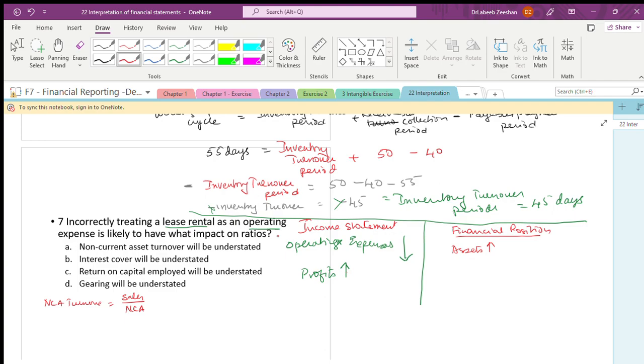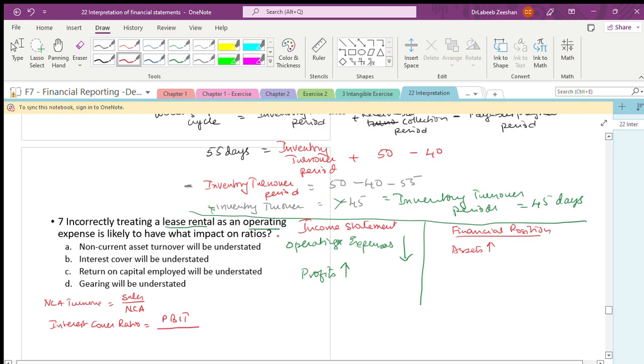Profit before interest and taxes divided by interest expenses. Is that interest cover ratio? Is it right? Profit before interest and taxes divided by interest expenses.